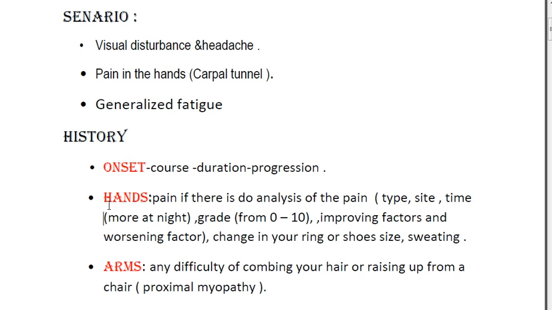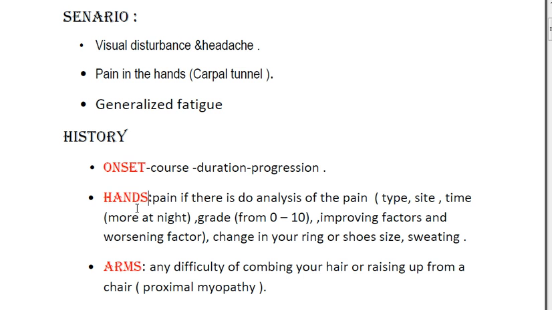In the hand, this patient will have enlargement of the hands. You have to ask about any change of your ring size or shoe size, any sweating, any pain in the hands or pins and needles. And of course, if there's something positive, you have to do analysis of this symptom.